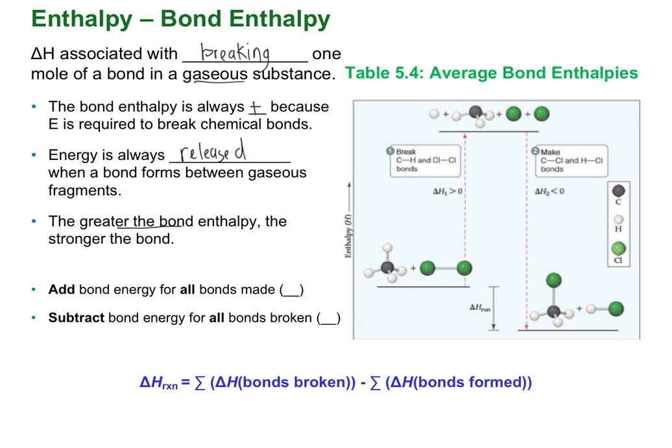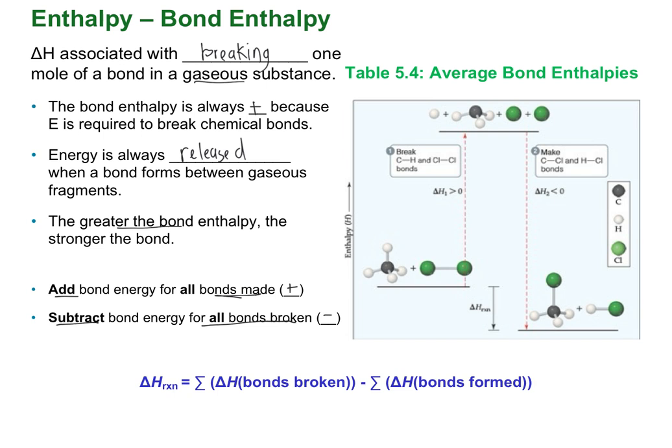So we're going to basically take all of the bonds that we form, so all the bonds made, and we're going to add them together. It's going to be a positive value. And then we're going to take all the bonds that are broken, and again we're going to get the bond enthalpies, which are positive values, and we're going to subtract it, which is going to make it a negative value.